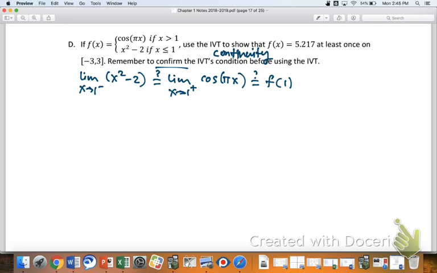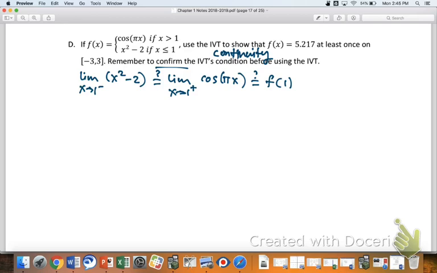So, Audrey, go ahead. Shh, quiet down, please. So if cosine of pi over x is less than 5.217, and then... Can we not go there yet? Okay. We'll get there. We will.